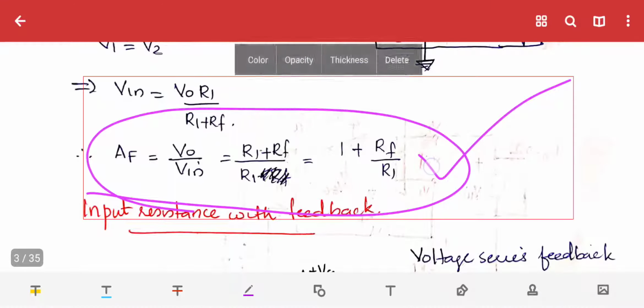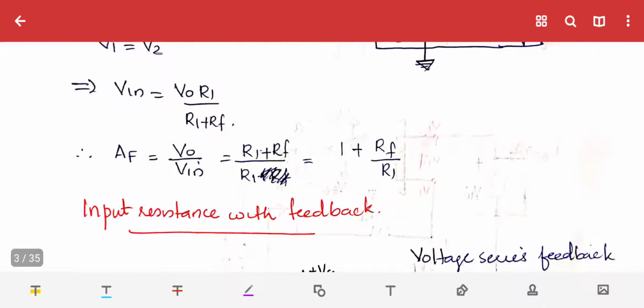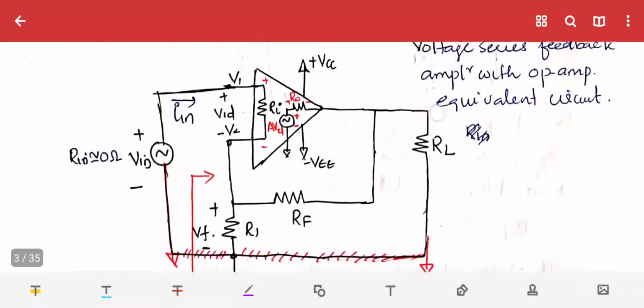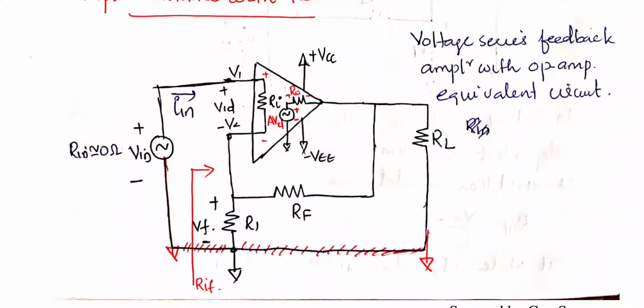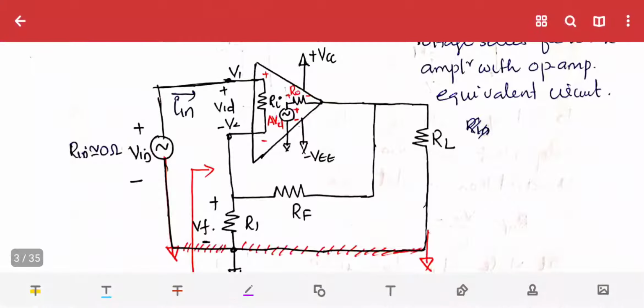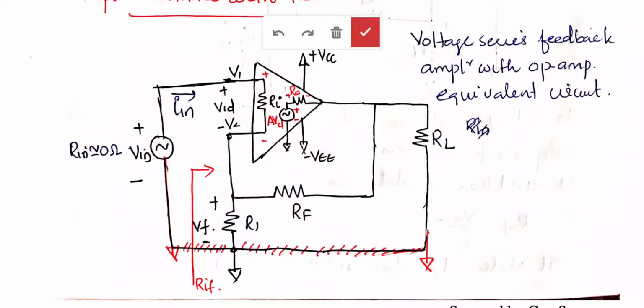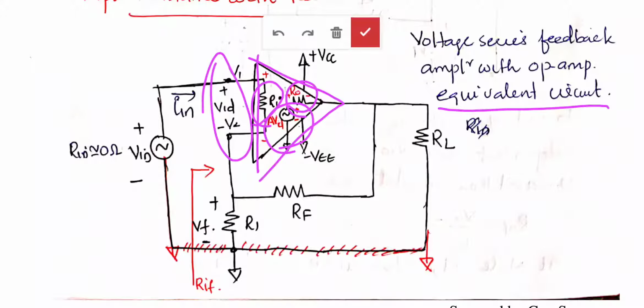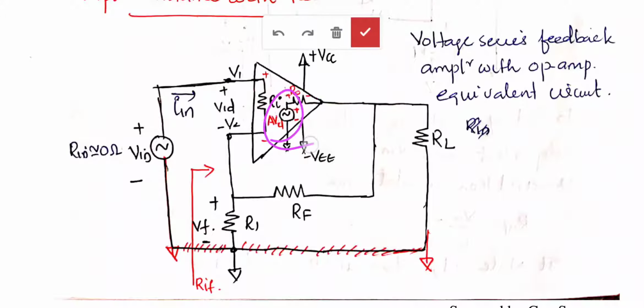Next we will see input resistance with feedback. For that we are taking the voltage series feedback amplifier with the op amp's equivalent circuit. This also we have seen in the basic electronics operational amplifier chapter. The equivalent circuit of an op amp has the input resistance Ri, output resistance Ro, and a voltage source A into VID, because the input is VID, V1 minus V2. So the output is A into VID, as marked here. This is the equivalent circuit of an operational amplifier.